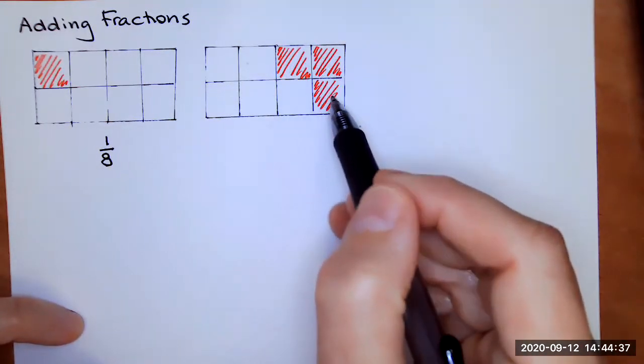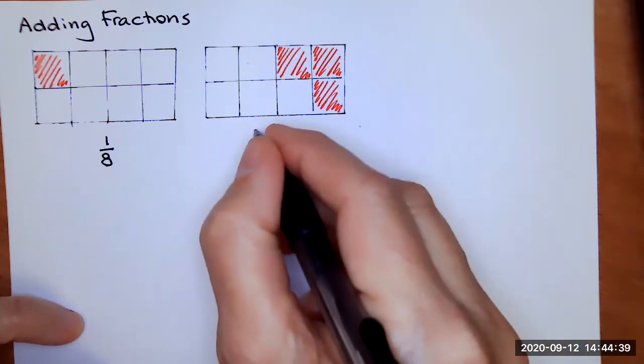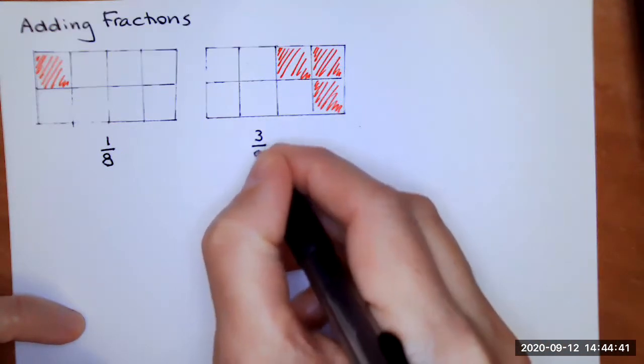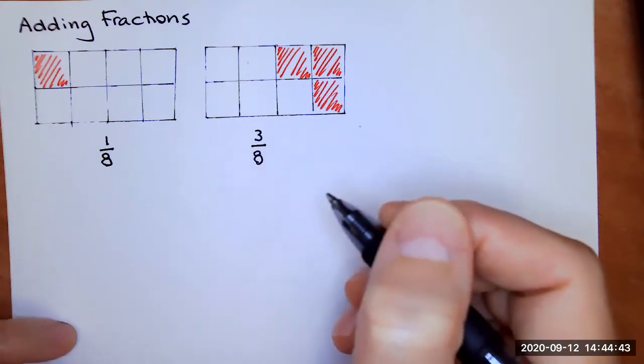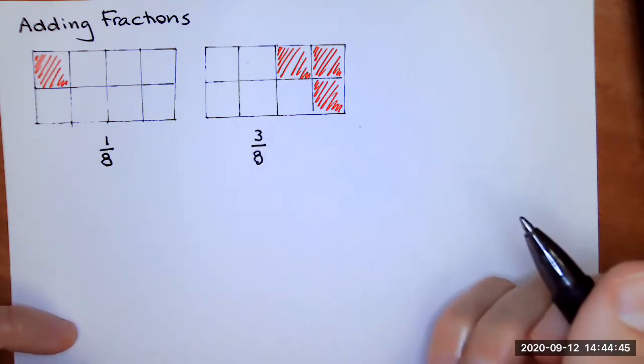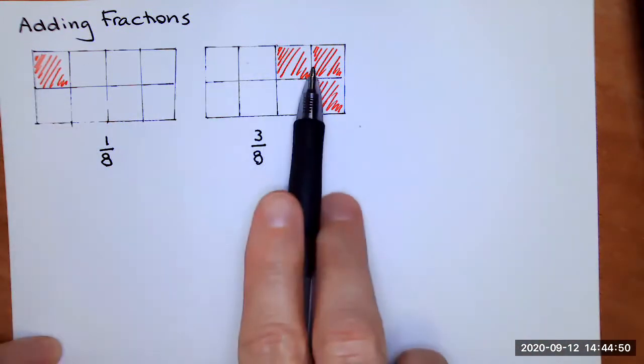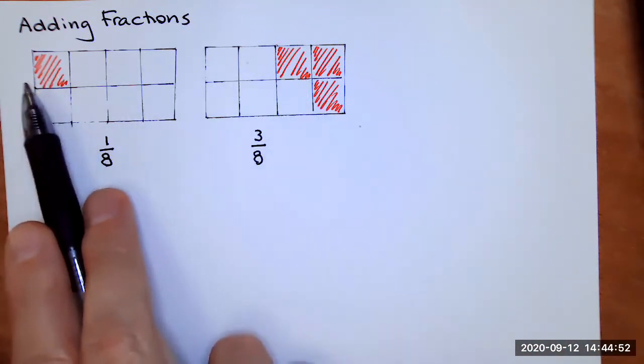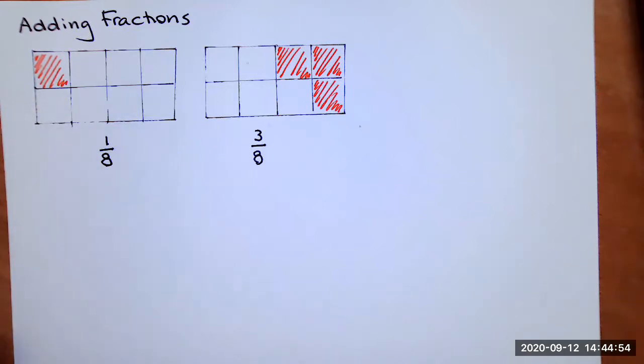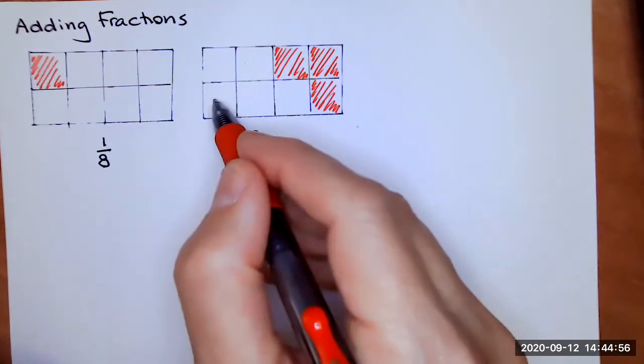So 3 out of the 8 means we have 3/8 of a pan remaining. So to save space in the refrigerator, you want to combine the 2 pans. So you take this 1 brownie and put it over here.